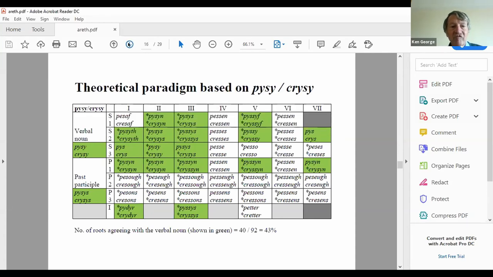However, bear in mind that if we're going to use these verbs, which are quite common verbs, in modern writing, then we need a paradigm for all different forms.